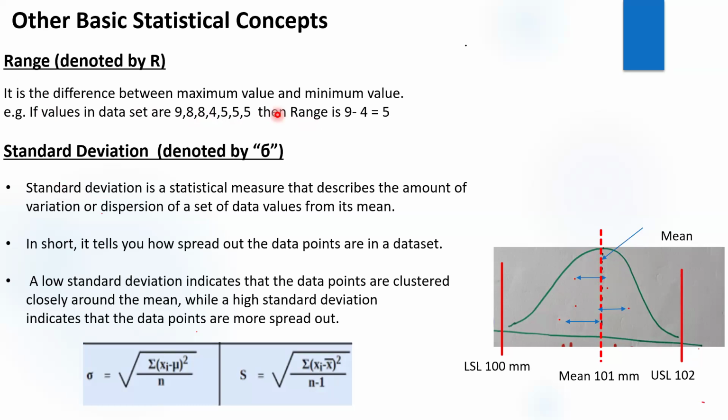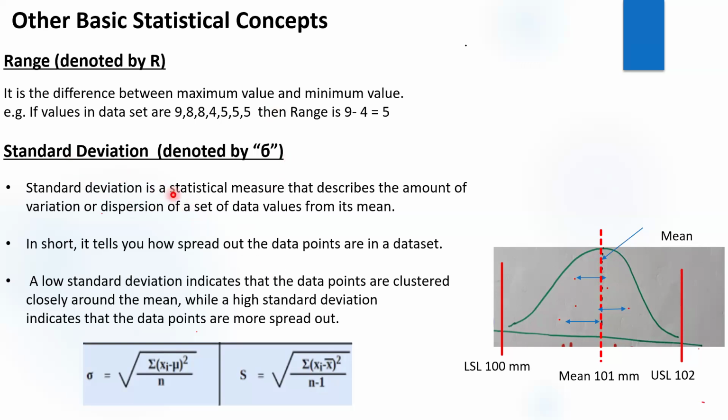So range is simple difference between maximum value and minimum value. Suppose we are 100 people and one is having the highest weight of 120 and one is having the lowest weight of 60, then the range is 60: 120 minus 60. So that is range, the difference between maximum value and minimum value. Okay, then this is the concept in Six Sigma, but I will just go through it.